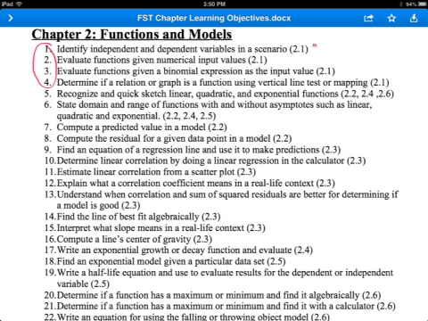Second, evaluate functions given numerical input values, which you did in Algebra 2. And then evaluate functions given a binomial expression as an input value. Again, you've done this in Algebra 2. And the fourth one, determine if a relation or a graph is a function using the vertical line test or mapping. Again, this is nothing new. So I think you'll find this section more review, and let's just dive right into it.